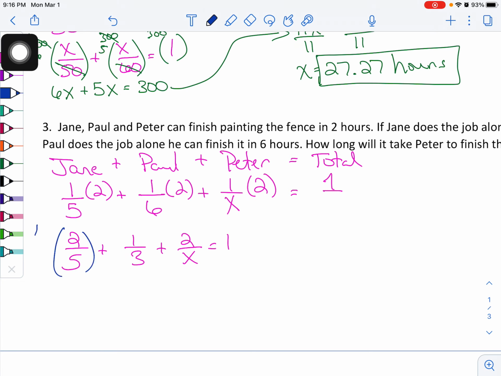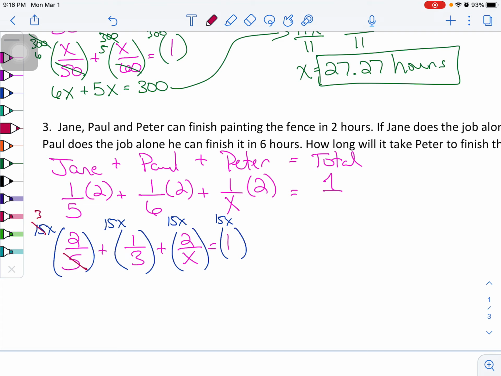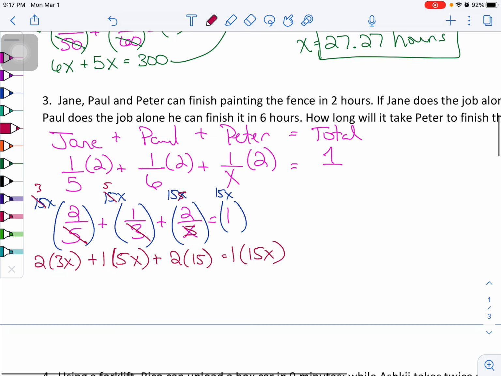LCD here is going to be 15x. I'm just kind of cheating on this one and saying 5 times 3 times x is 15x. So I'm going to take all of these pieces, and I do mean all of them, and multiply every single one times 15x. So let's see what can cancel. So 5 goes into 15 3 times. So I'm going to have 2 times 3x. 3 goes into 15 5 times. So it's going to be plus 1 times 5x. Plus the x here will cancel out the x here. So that's going to be 2 times 15 equals 1 times 15x.